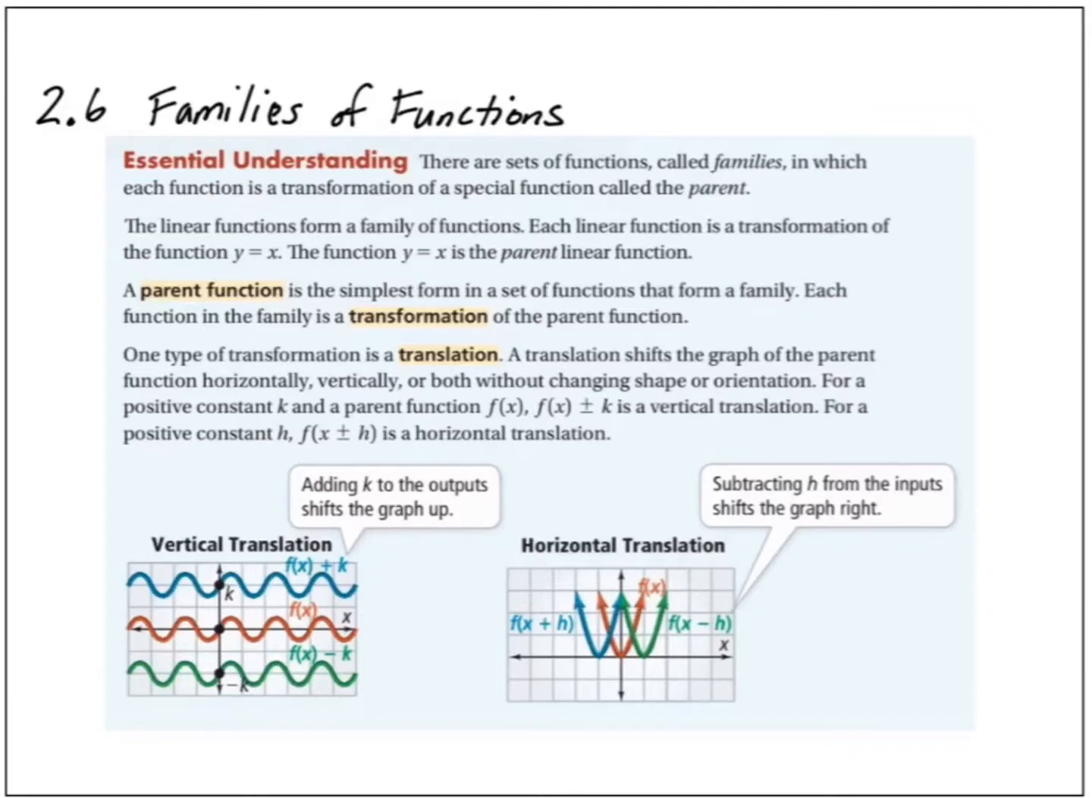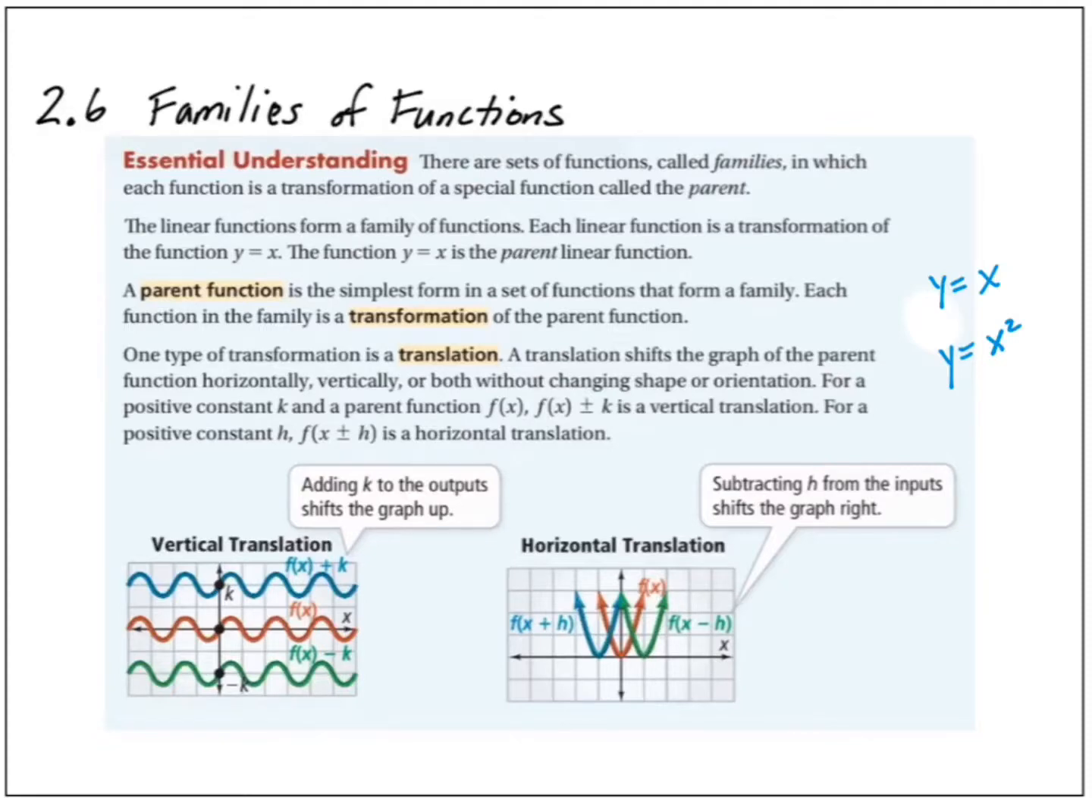So here we have a parent function, which is the simplest form in a set of functions that form a family. A lot of you know that your parent functions are things like y equals x, which is your parent function for a linear function. You've got y equals x squared, which is your parabola parent function, and so on. Each function in the family is just a transformation of one of the parent functions. So as we add things to the equations, we're looking at shifting the graphs through some transformation.